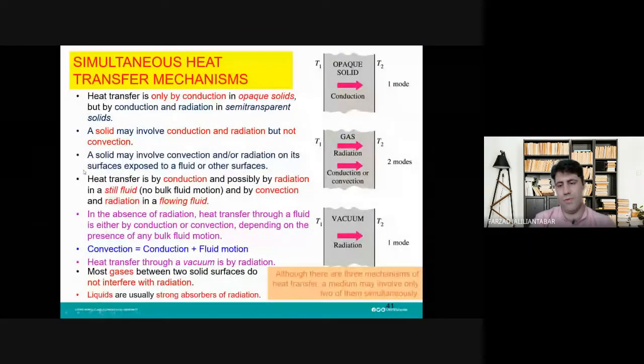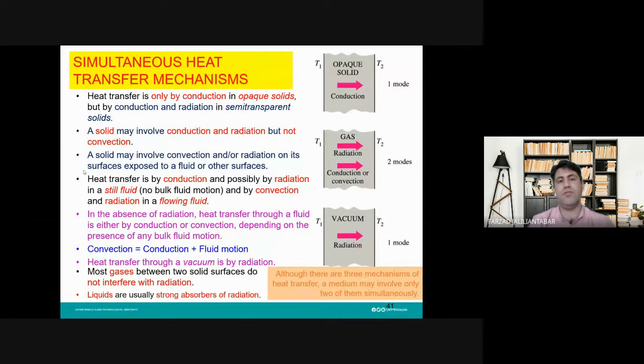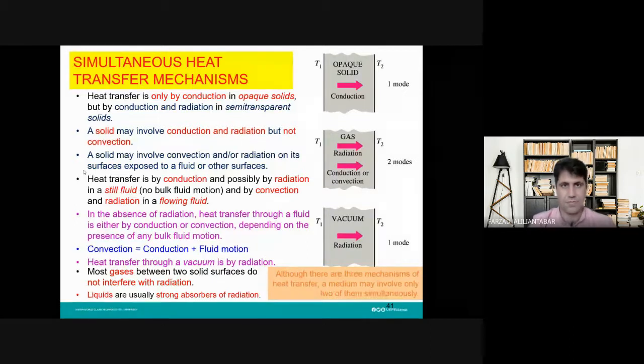Okay, so with that question, we briefly reviewed what I told you this morning. Now, as I told you this morning, we are going to talk about the simultaneous heat transfer mechanisms.